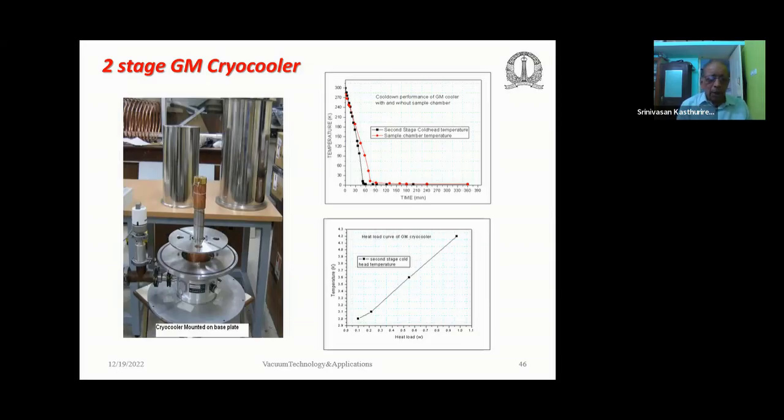For this purpose, a GM cryocooler was used. The GM cryocooler will be able to produce a low temperature on a small zone, on the second stage, where the charcoal will be mounted, and then the adsorption characteristic on this charcoal will be determined by the Quantachrome instrument. The GM cryocooler was initially characterized. This is the cool down curve. This is the heat load curve of the GM cryocooler.